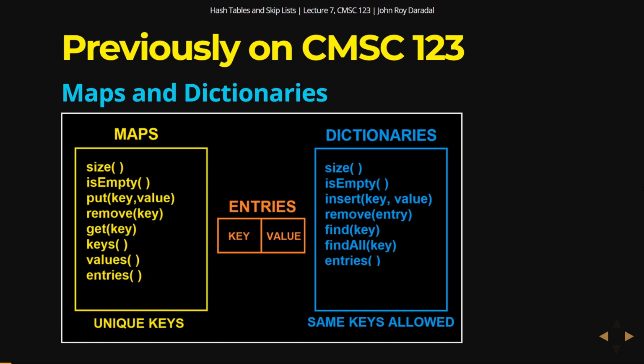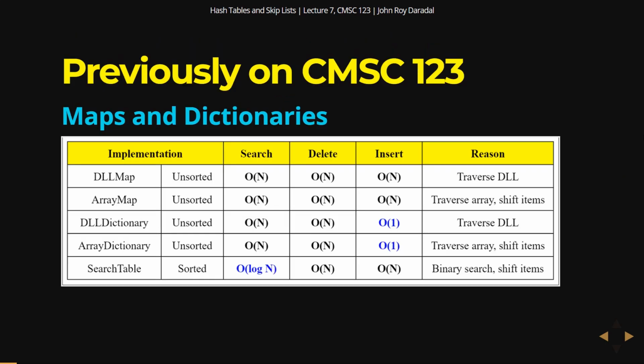Previously, we talked about maps and dictionaries. So we said that maps and dictionaries both use entries, which are key value pairs. But the difference is that for maps, we have unique keys, while for dictionaries, multiple entries with the same keys are allowed. Okay? Now, we also looked at different implementations of maps and dictionaries.